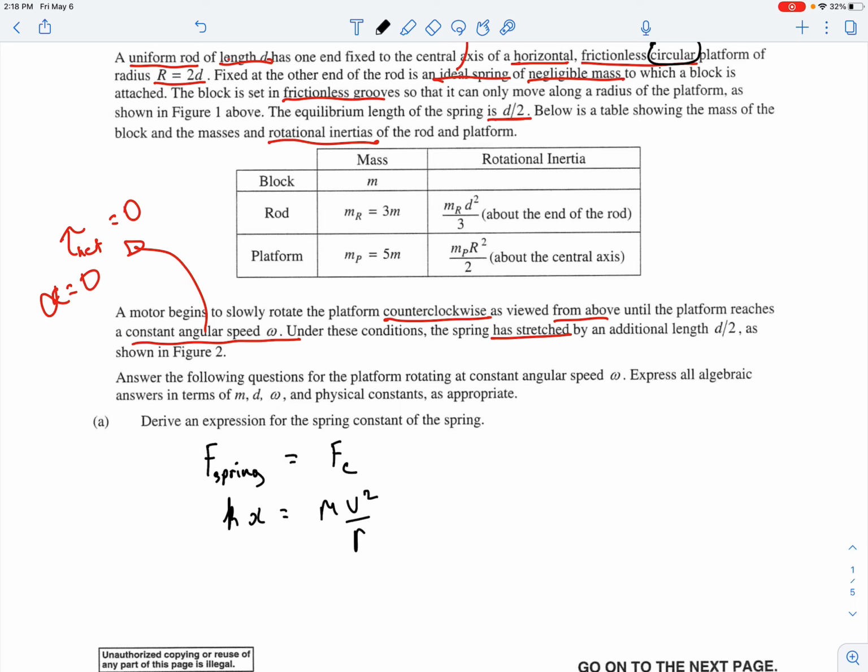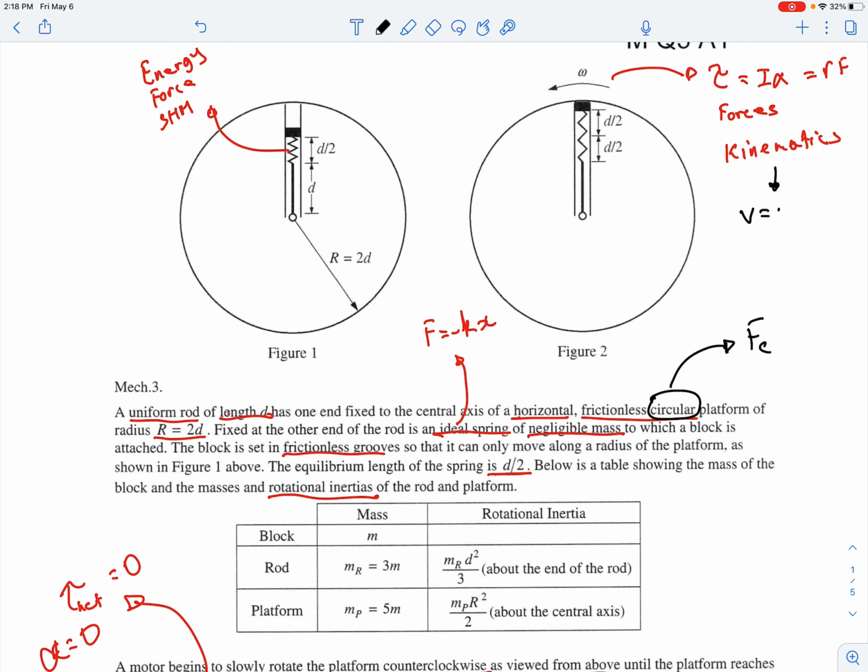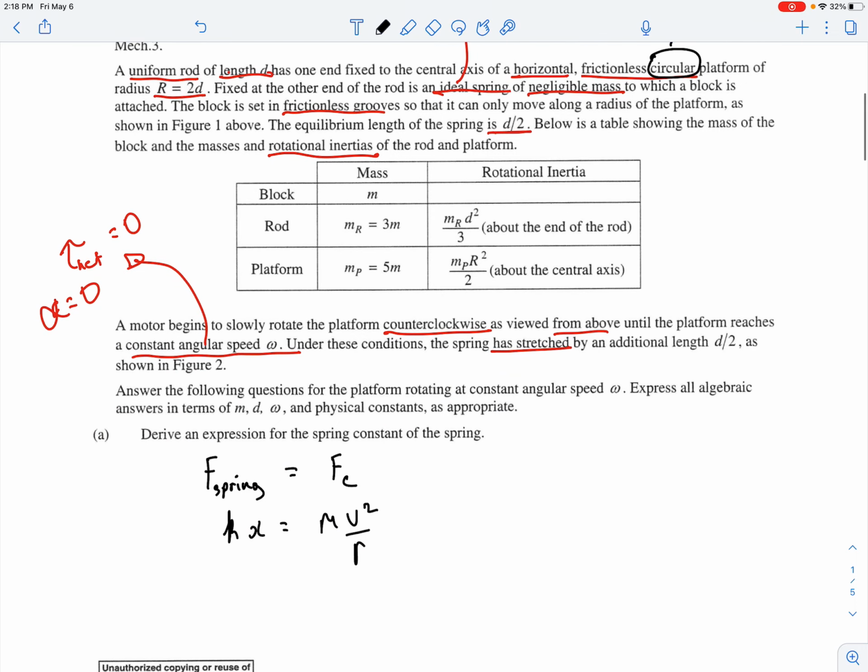However, because this is moving in a circle, you have to remember from kinematics that you could rewrite v as r omega, and a is equal to r alpha. But we already said that the angular acceleration is going to be 0, so we ain't even tripping on that. So v is equal to r omega. If you punch that in, you're going to have kx equal to m (r omega) squared over r. So you'd have kx equals m r omega squared.